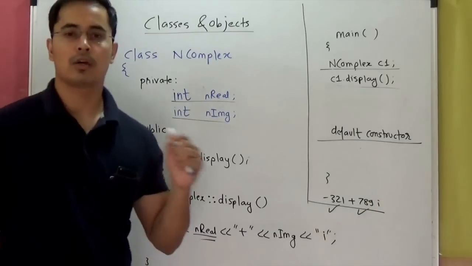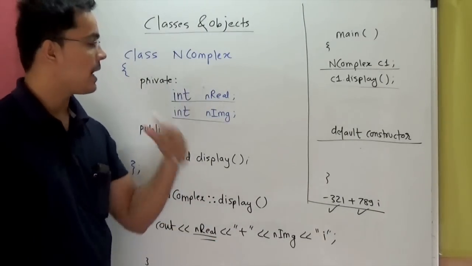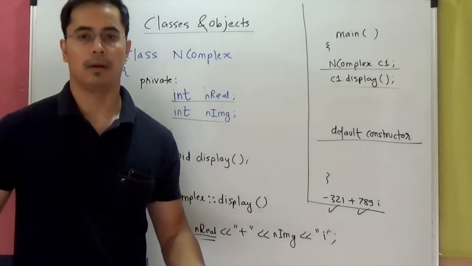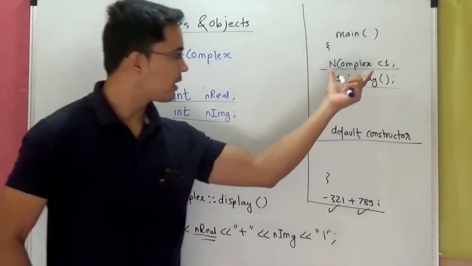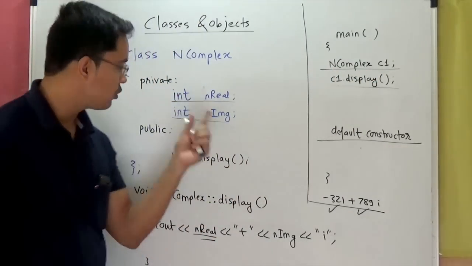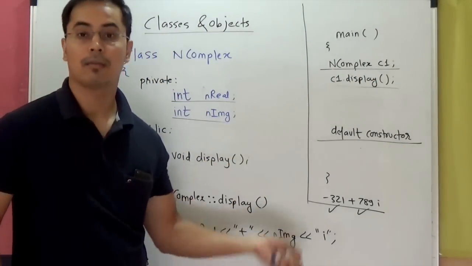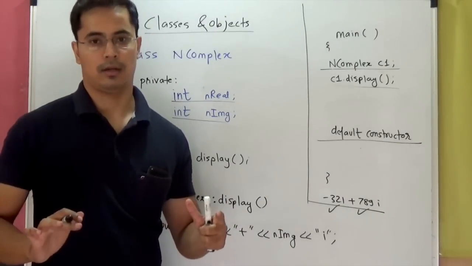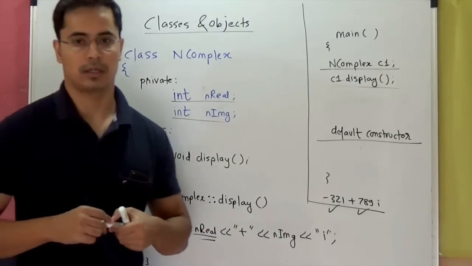But we don't want that to happen. We don't want to have an nComplex class with garbage values for real and imaginary part. While we are creating the object, we would like to give certain values to these data members. For that, we will have to write our own constructor, right? So let's write our own constructor.